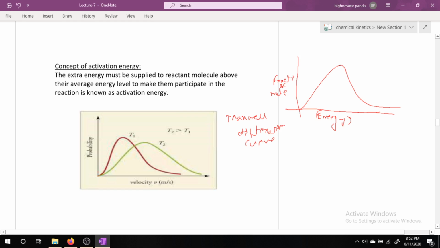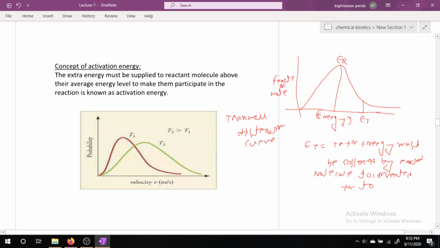and the topmost energy is ER, that means energy of reactant, and this energy is called threshold energy. So what is threshold energy? Threshold energy is the minimum energy that must be possessed by a reactant molecule to be converted into product.